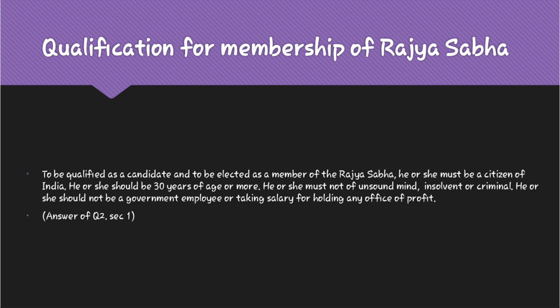Please underline. To be qualified as a candidate and to be elected as a member of Rajya Sabha, he or she must be a citizen of India. First point. Second point, he should be 30 years of age or more. Third point, he or she must not be of unsound mind, insolvent or criminal. Fourth point, he or she should not be a government employee taking salary or holding any official office of profit. Okay, these are the 4 points for the membership of Rajya Sabha. This is also the answer of question number 2 of section 1 that we will discuss later.